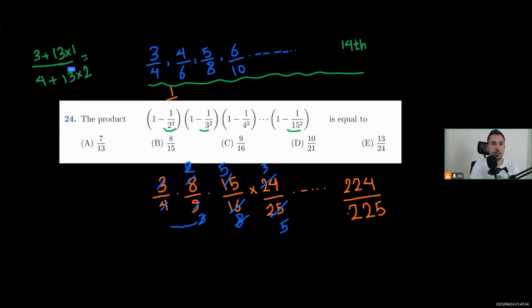So what's that going to be? It's going to be 16 over 30, simplified by 2, 8 over 15. So there you go. B is the right answer.